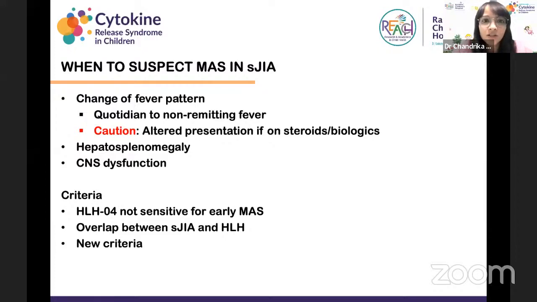Now, the criteria for diagnosis of HLH, which were laid down back in 94 and then 2004, the problem with this criteria for use in rheumatological disorders is that it was not very sensitive for early diagnosis of MAS. This is because there is a lot of overlap, like I said, between inflammatory diseases and MAS. And this is the reason why new criteria were then developed.